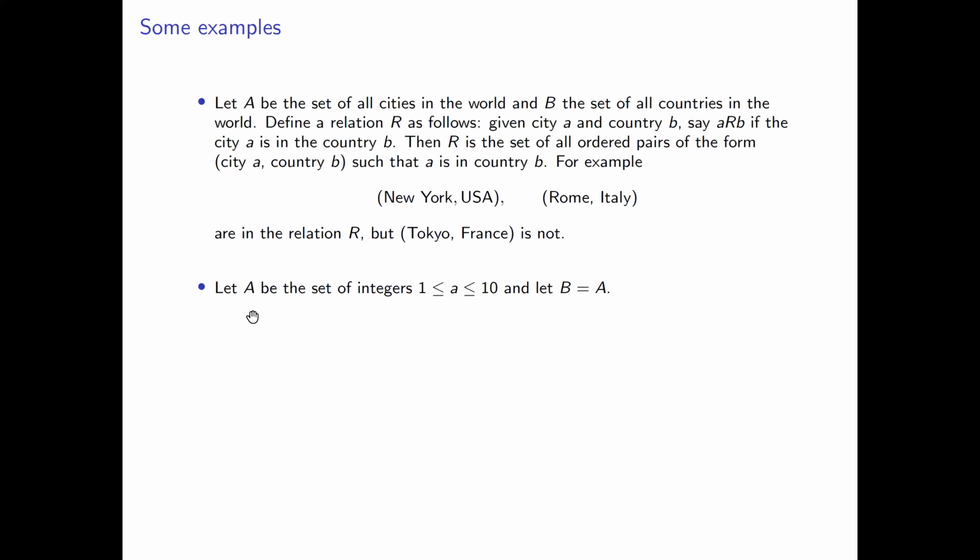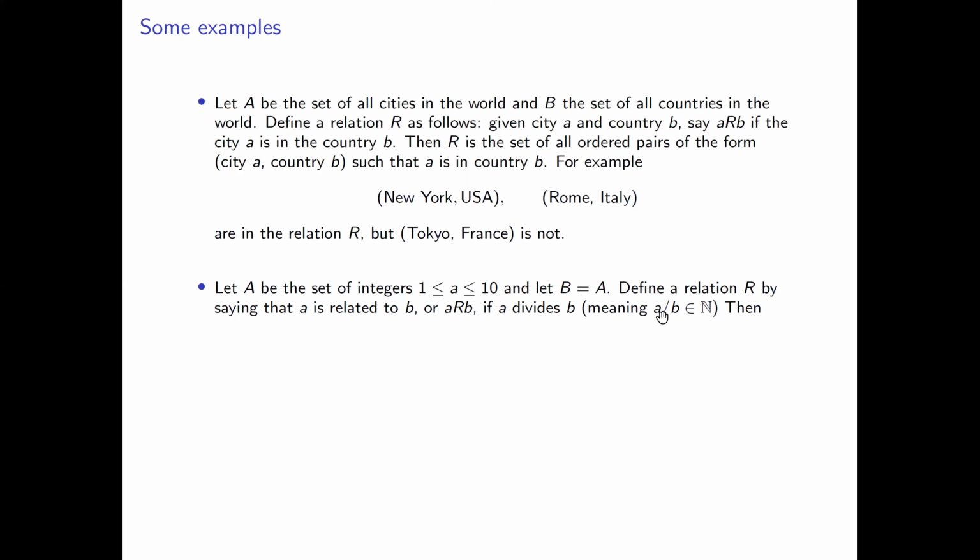So I'm going to let A be the set of integers between 1 and 10, including 1 and 10, and I'll also take my set B to just be A again. And so I'm going to define a relation now on this set A from A to B. Well, in this case, B is just equal to A. But I'll define the relation R by saying that an integer A is related to an integer B, or ARB, if A divides B, right?